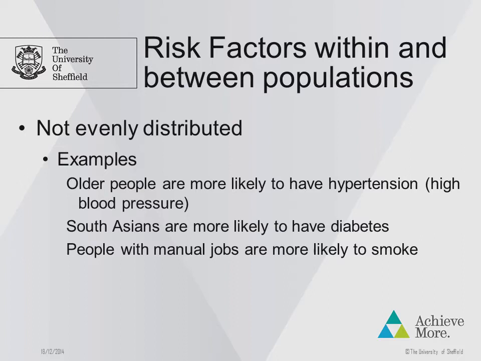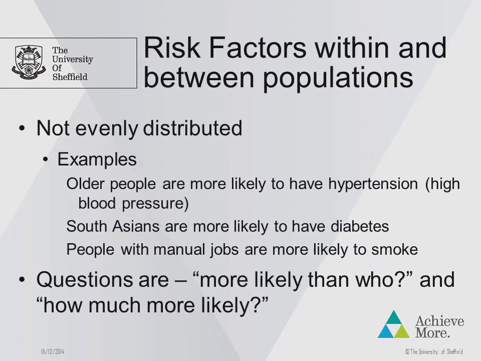Now, when you hear statements like this, you need to think about more likely than who? What are we comparing them to? Are we comparing them to another population? Are we comparing them to the average for the whole population? And the next question you need to ask is, how much more likely? Does it really matter?